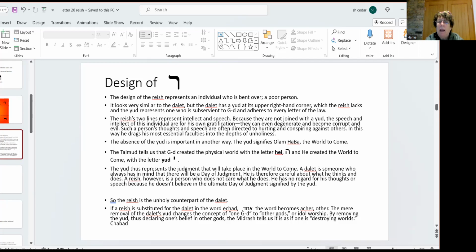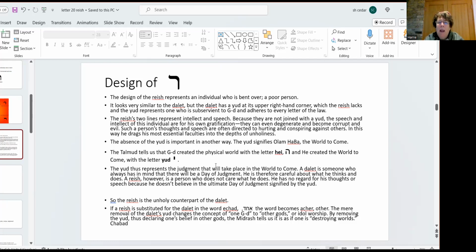And so lacking that yud in the Resh is quite a significant part. The Dalet, which has the yud in, is someone who always has in mind that this world to come will come. A Resh, however, is a person who doesn't care about it so much. So the Resh is the unholy counterpart to the Dalet. It's missing that yud, and because of that, it's trapped in this world of speech and intellect and not in the higher world.